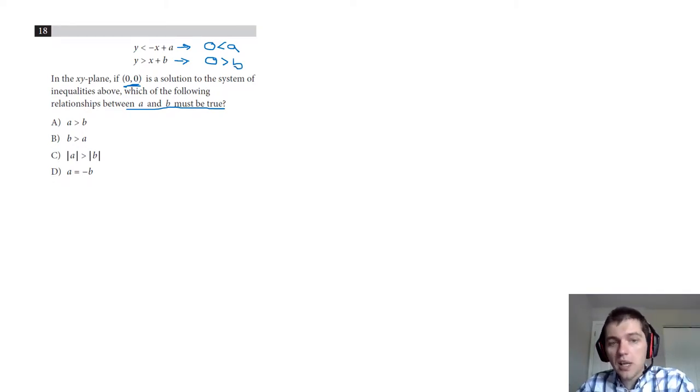If B must always be negative and A must always be positive, it means that A is always greater than B, and that is your first choice right here. A is greater than B. It's the opposite of B is greater than A. It says nothing about what their absolute value is, and it says nothing about what their values are at all, other than that one's positive and one's negative, so you can't conclude that they're equal. So it is in fact that A is always greater than B.